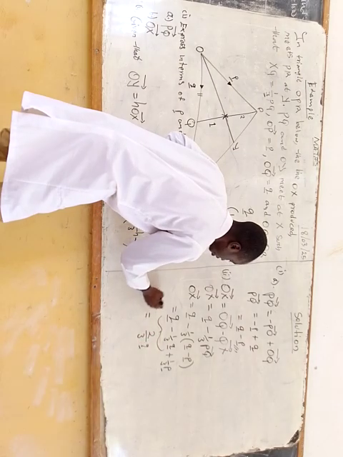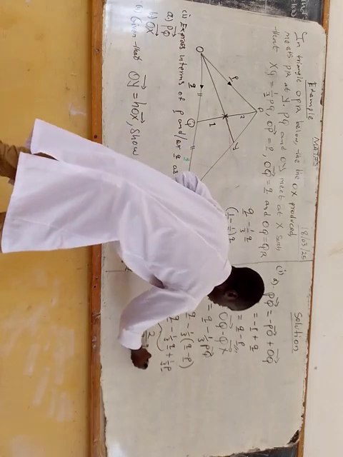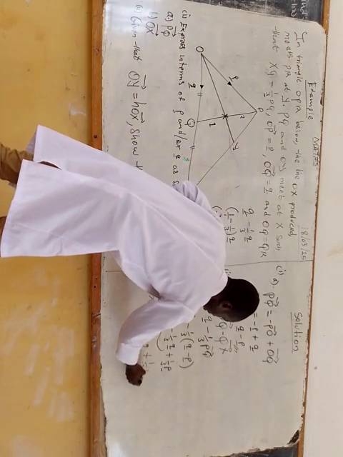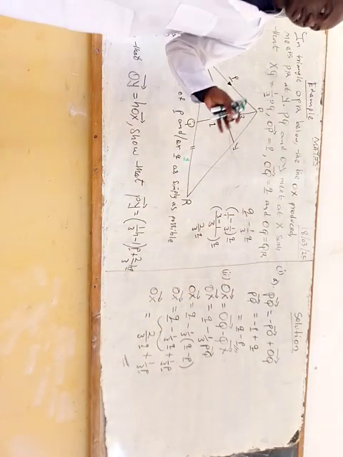This is for x, which we are finding. Then we have 1 over 3 vector P. We have simplified.